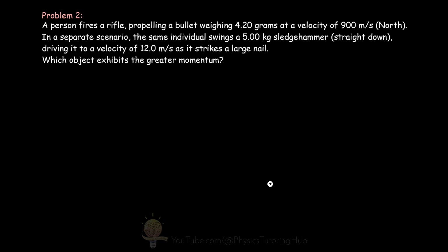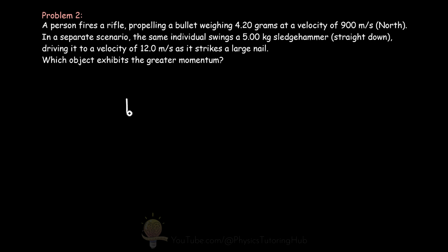So in problem 2, a person fires a rifle, propelling a bullet weighing 4.20 grams at a velocity of 900 meters per second towards the north. In a separate scenario, the same individual swings a 5 kilogram sledgehammer straight down, driving it to a velocity of 12 meters per second as it strikes a large nail. Which object exhibits the greater momentum here? Well, again, we need to use our momentum equation here.